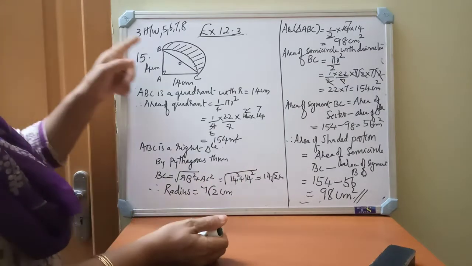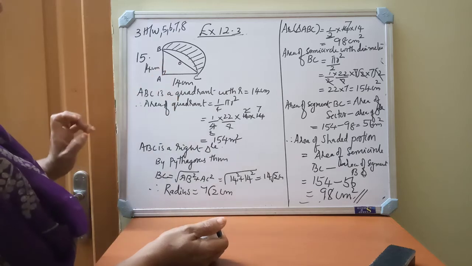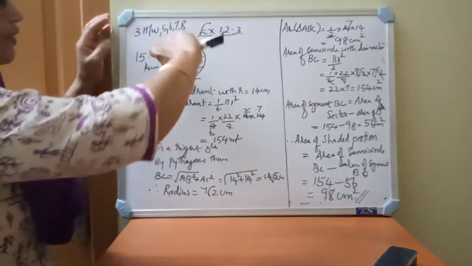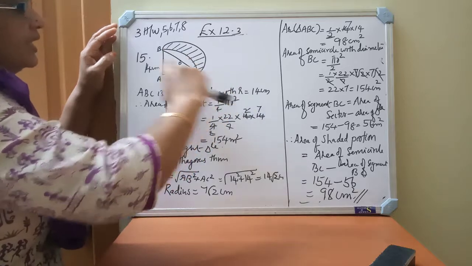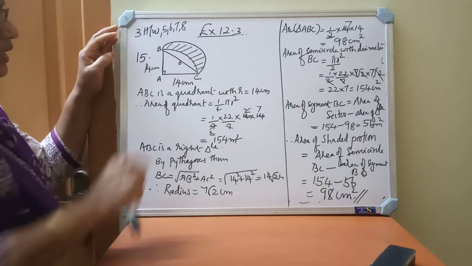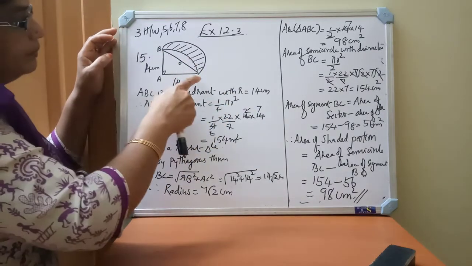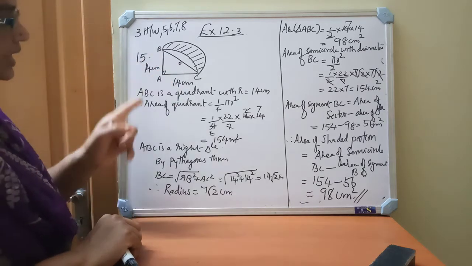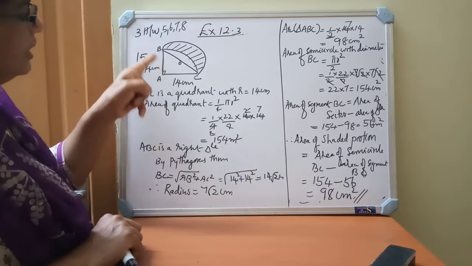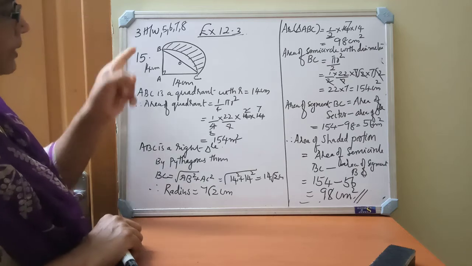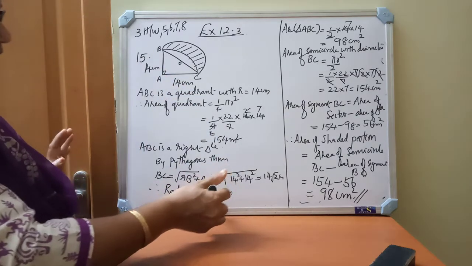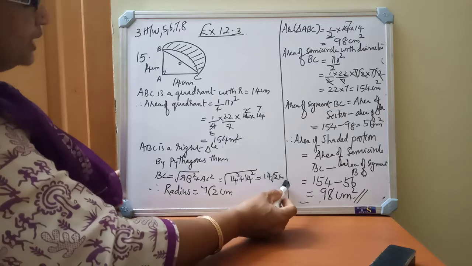Next, ABC is a right triangle angled at A. So apply Pythagoras theorem, because for finding the semicircle area we need the diameter or radius. Okay, radius BC. But BC directly they are not given the value. For finding the value of BC, consider the right triangle CAB or BAC. BC square equal to AB square plus AC square. We will get 14 root 2 centimeter.